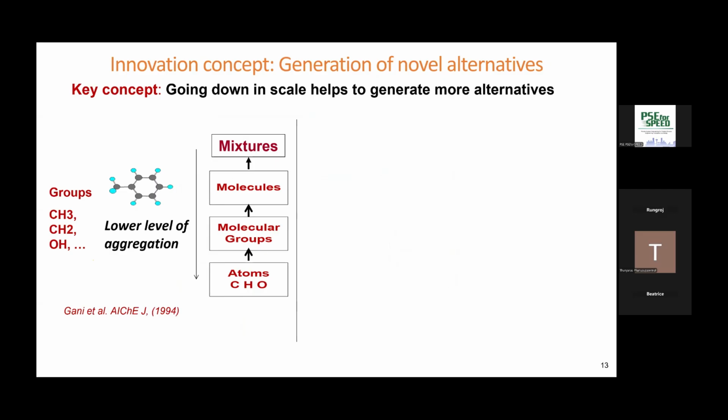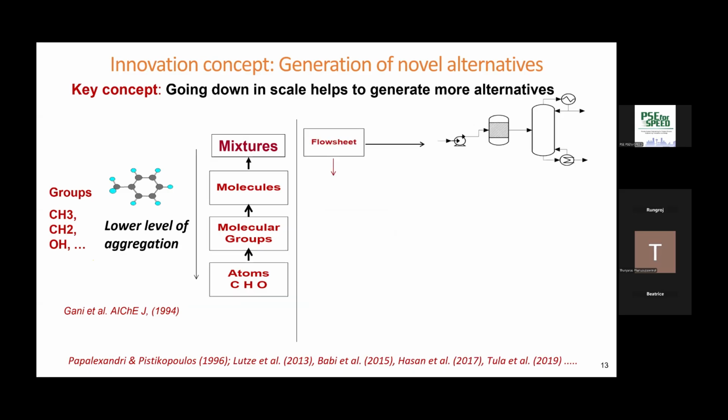So if we go lower in scale, let's say if we have 3 molecules, and if we want to find a binary mixture, we will have only 3 binary mixtures. If we have molecular groups, we can form more molecules, we will have more mixtures. If we work with atoms, we will have more molecular groups, more molecules, and therefore more mixtures. So exactly the same idea we will do with the flow sheet.